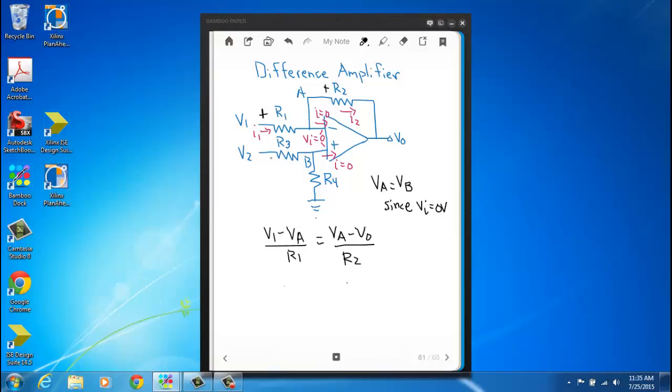Okay, now here for node B, the expression I'm going to write here, since the current is 0 at the non-inverting input, that means all this current from V2 just travels through R3 and R4, so we have a series connection. So VB is just equal to the voltage across this resistor R4. So I can write that VB is just equal to V2, and this is just using the voltage divider equation, so V2 times R4 over R3 plus R4.